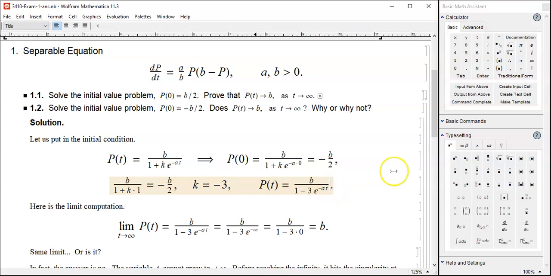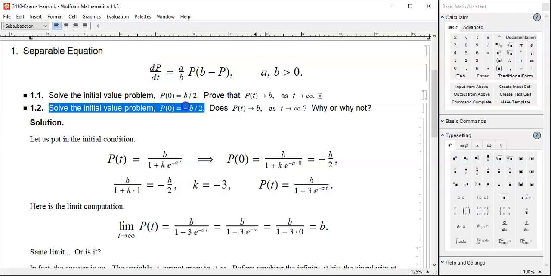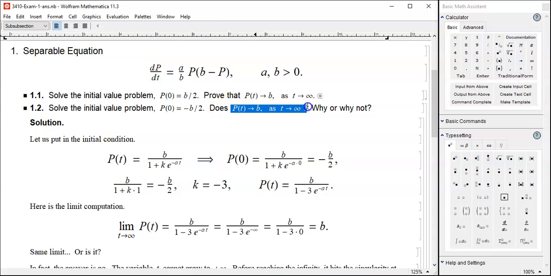Consequently, we have this answer. P of t is B over 1 minus 3 e to the negative at power. So that's the solution of this initial value problem. P of 0 is negative B over 2. Alright. We solve the initial value problem, whether it makes sense or not. Now let's go to the next question. P of t is going to be what as t goes to infinity? Let's do the limit computation.